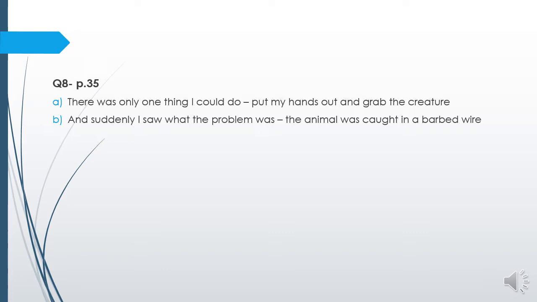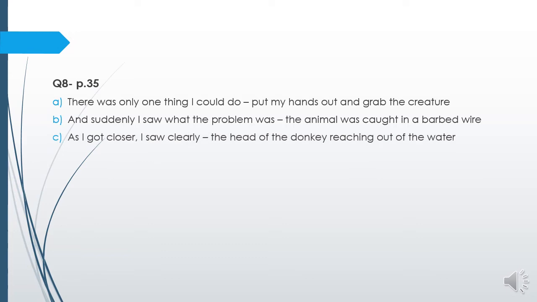And D: "As I got closer, I saw clearly the head of a donkey reaching out of the water." This one again should be replaced because the essence of the sentence, "as I got closer, I saw clearly," ends here. The extra clarification or information is that the head of a donkey was reaching out of the water.